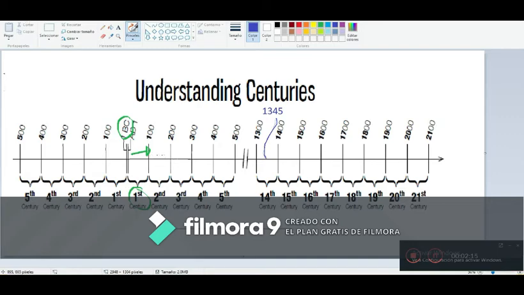So the next set of 100 years will be called the second century. Did you notice that the years are different from the centuries? For example, the year 1345 is the 14th century.